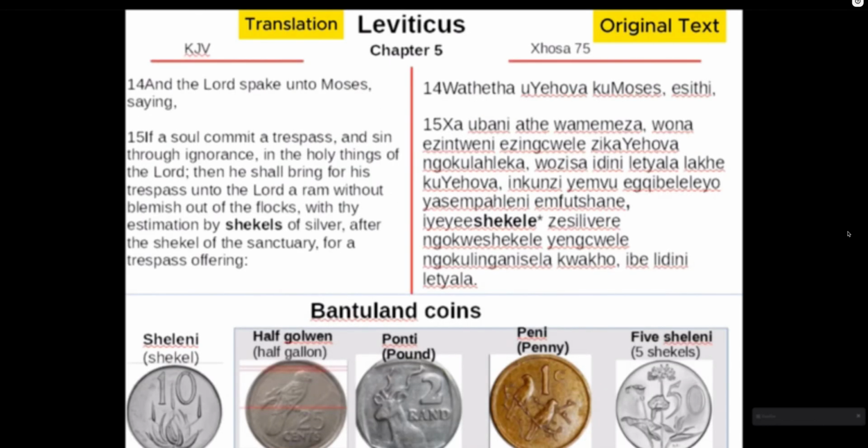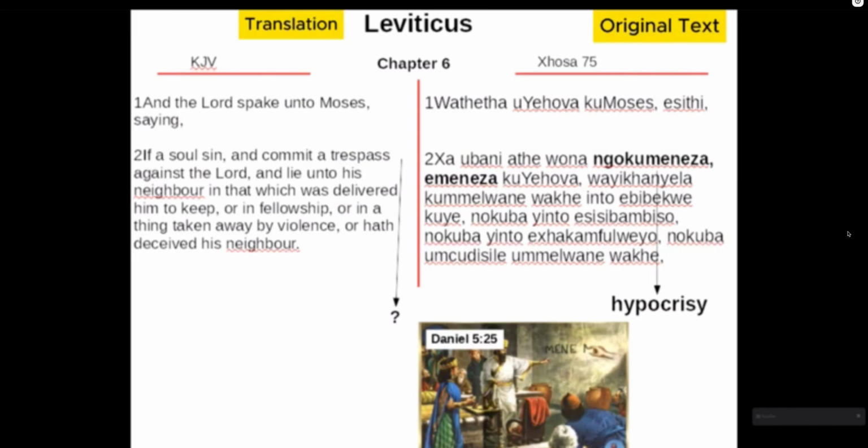Now here I'm just showing you the money within the Bantu people, right? How the shekel, even the English translation, they even kept the shekels in there. So shekels like 10 cents, right? That's the old coins over there. So you can understand the coins back in the days of Heavenly Father's days, right? They had something called half gallon, which was 25 cents. The pound, which is $2, and then the cent, which is a penny, and then 5 shillings, 5 shekels, which is 50 cents, right? So that's how it is to this day. That's how it is in the Bantu areas, the coins over there.